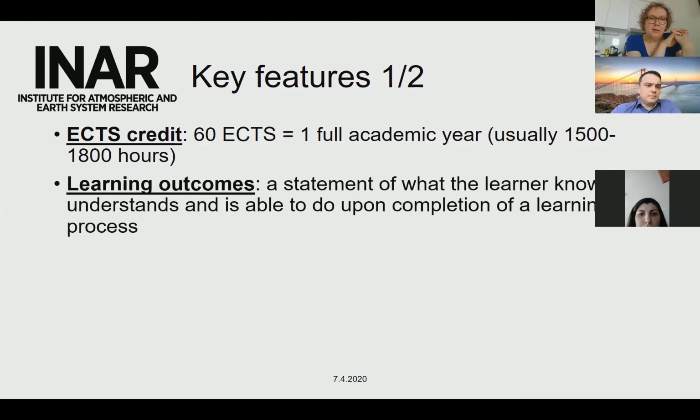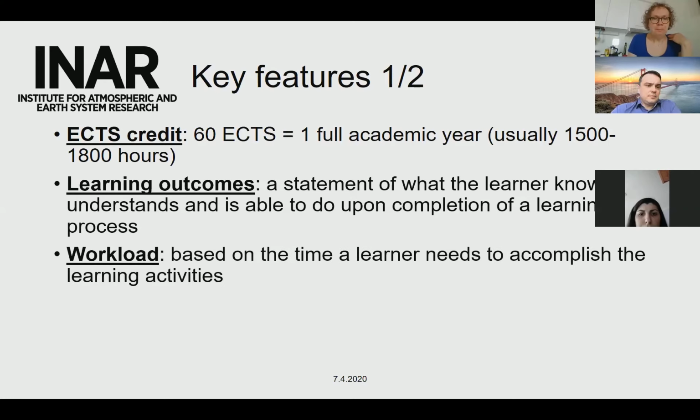Another key feature is learning outcome. Sini will talk more about learning outcomes in a more concrete way on different levels. But what it means, it's a statement of what the learner knows, understands, and is able to do when he or she has completed a learning process. That can be a course, it can be a degree, depends on which level we are talking about.